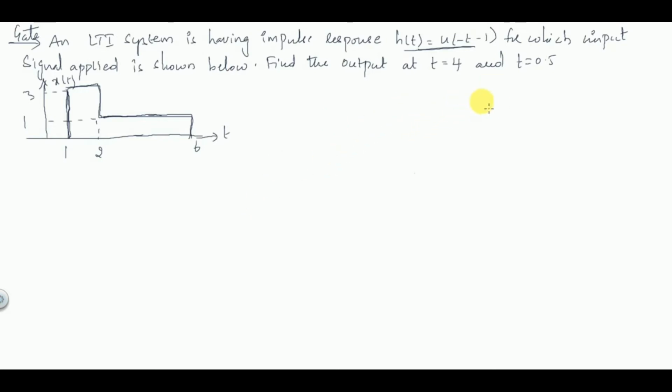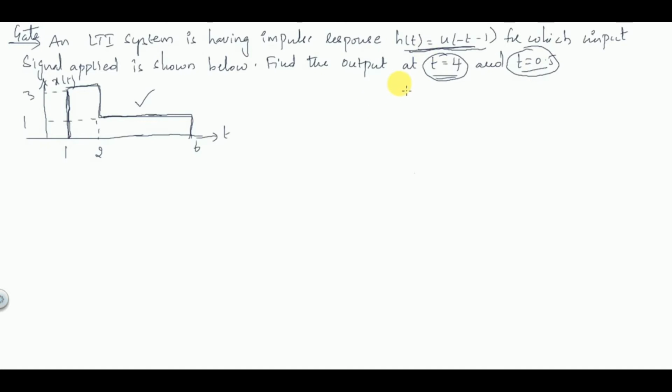In this question, h of t is equal to u of minus t minus 1, and the input signal applied is this x of t. He has asked to find the output at t is equal to 4 and t is equal to 0.5. So he has not asked you to find y of t, but to find the values of the output at two instants: t is equal to 4 and t is equal to 0.5.